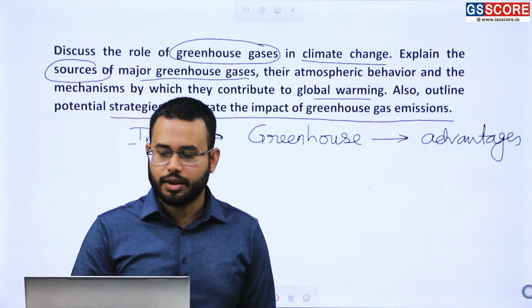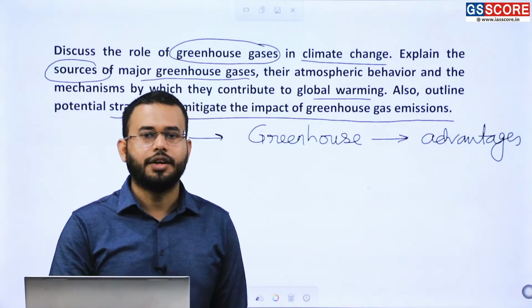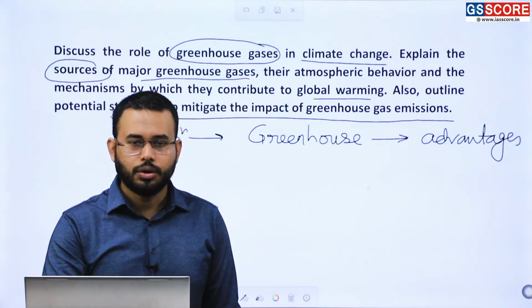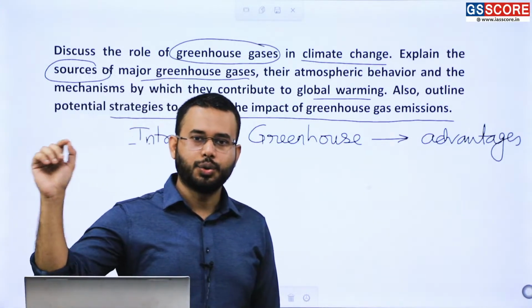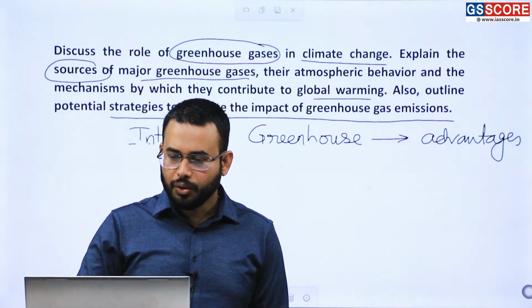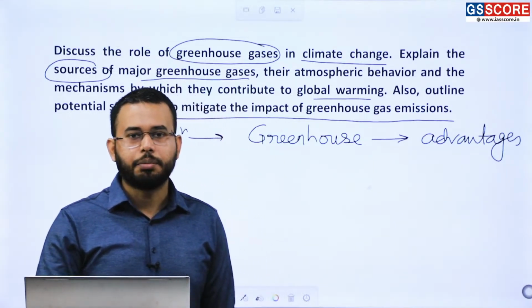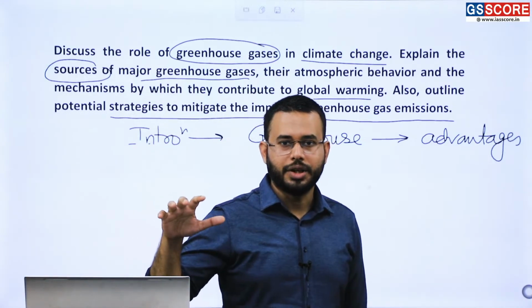These are used in refrigeration, air conditioning, electronics and other industrial applications. So mention the names of the gases and the sources from where they are getting released, right? Now when we talk about the atmospheric behavior, you will have to mention both positive and negative.